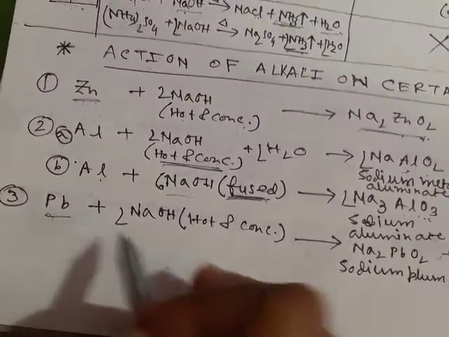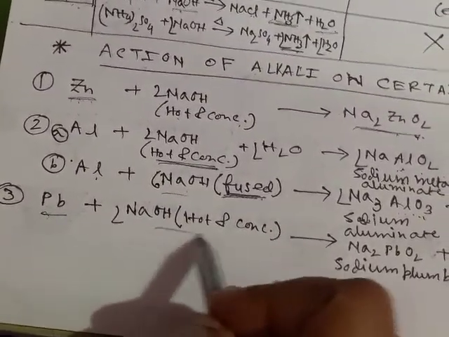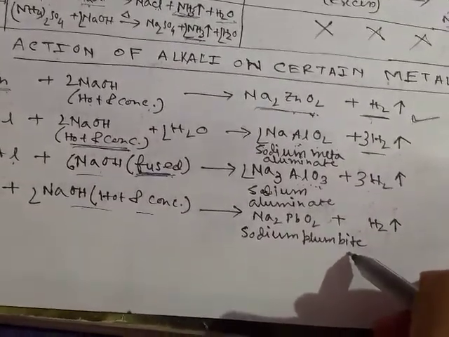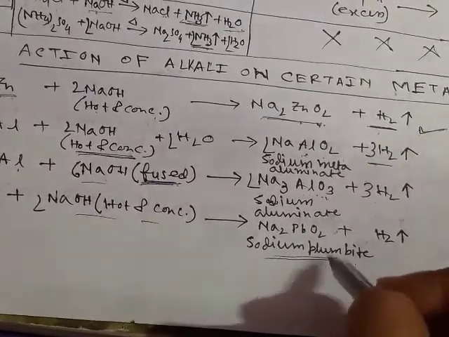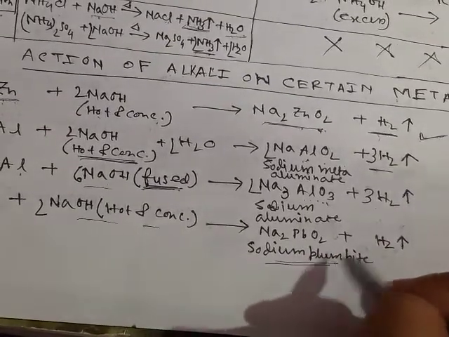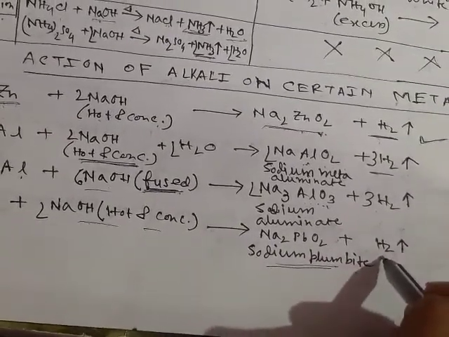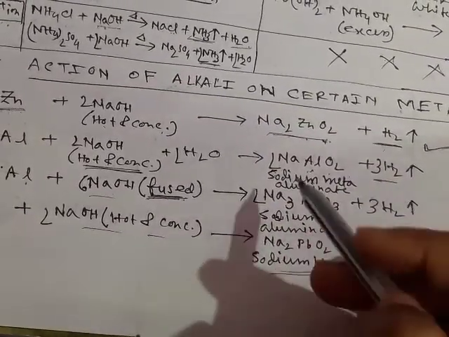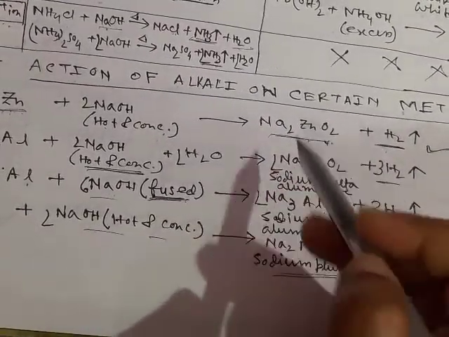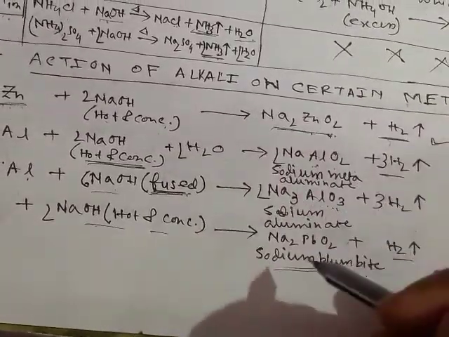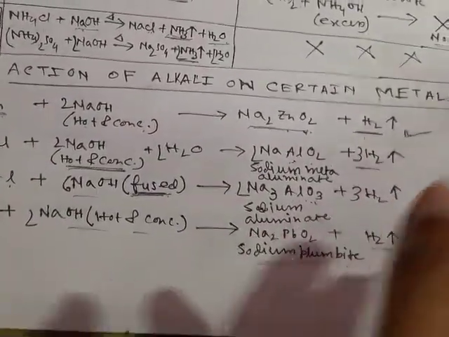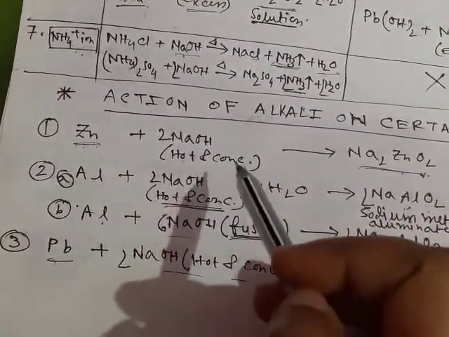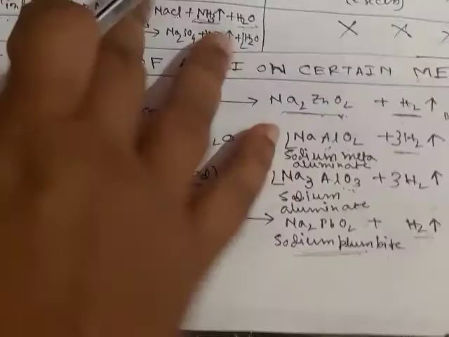The formula is Na3AlO3 and hydrogen gas will be evolved. Similarly, when lead metal is allowed to react with hot and concentrated NaOH, then we get sodium plumbite. This is also colorless and it remains in solution and we get hydrogen gas. So in all the cases we obtain colorless solution with evolution of hydrogen gas. That is, these metals are soluble in presence of hot and concentrated alkali.